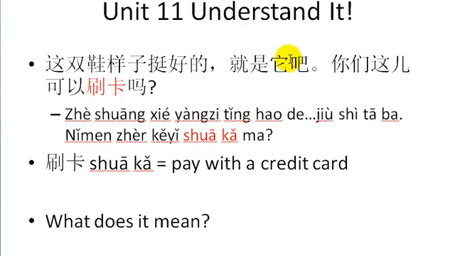First, real quick, let me just say this 它 means it. It's just like he, she, it. So this one means it. 就是它吧. 这双鞋样子挺好的，就是它吧. 你们这儿可以刷卡吗? Okay, so 刷卡. 刷卡 is to pay with a credit card. Okay. 刷 means to wipe or swipe across, to wipe something. And 卡 means card. 刷卡. Okay, so you should be able to sort this sentence out. 这双鞋样子挺好的，就是它吧。你们这儿可以刷卡吗? So pause and write down what you think this means.